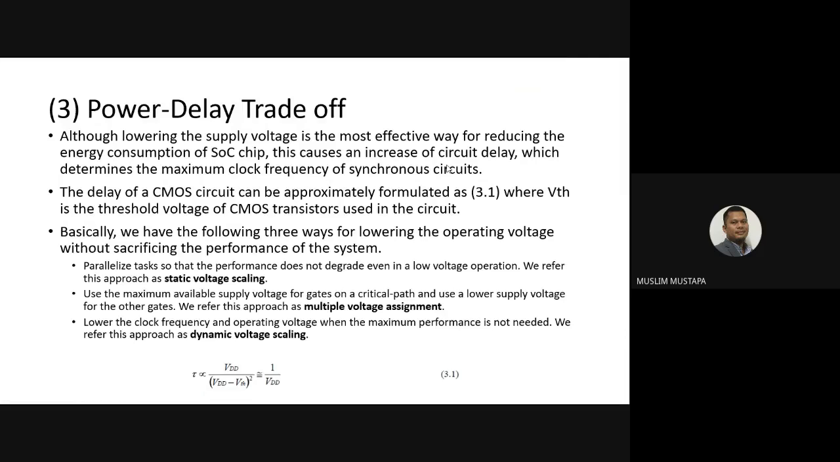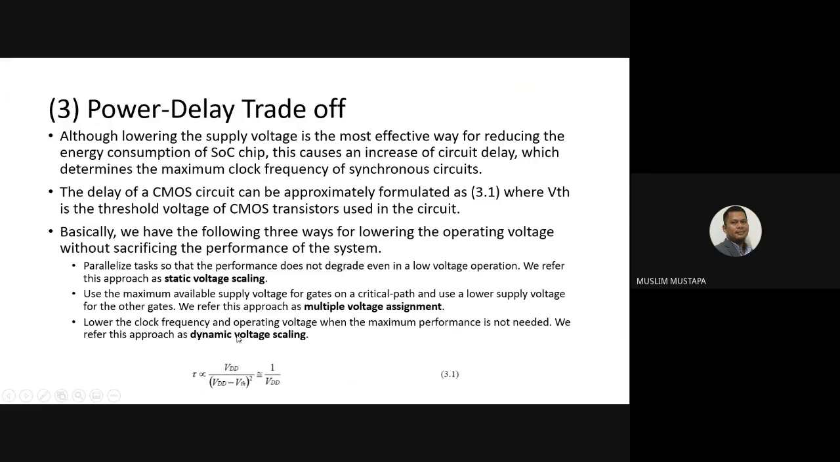The speed of the electron traveling depends on the voltage difference. The higher the voltage difference, the faster the speed is going to be. But as you lower the voltage, of course you increase the delay, because the signal is traveling slower, which determines the maximum clock frequency of a synchronous circuit. The delay of a CMOS circuit can be approximately formulated as equation 3.1, where the threshold voltage of the CMOS transistors used in the circuit appears.